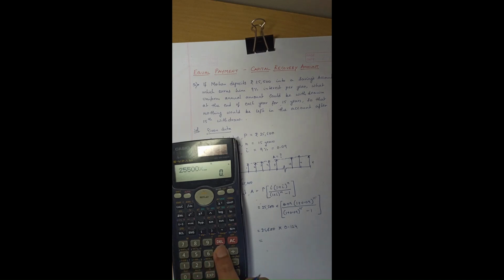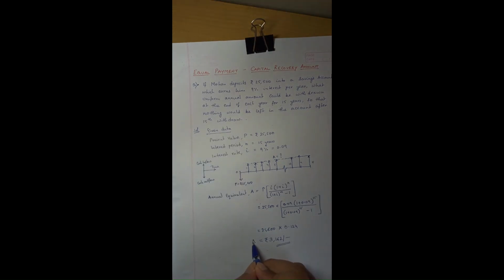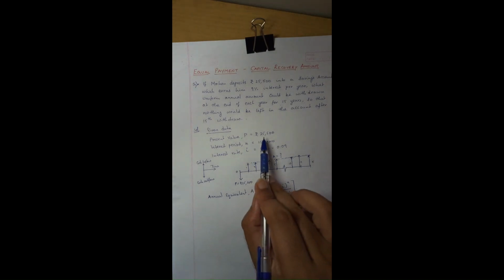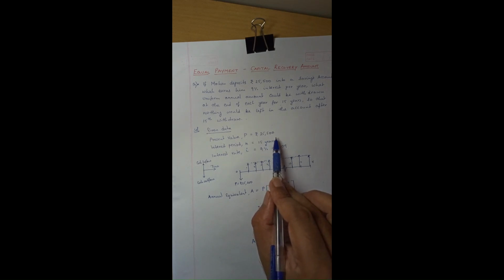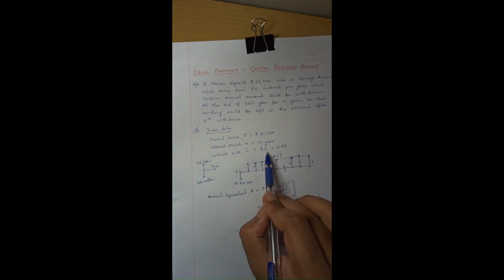25,500 multiplied by 0.124, which gives us rupees 3,162, which is the annual equivalent. Therefore, Mohan can withdraw rupees 3,162 up to 15 years if he makes an investment of rupees 25,500 and the bank gives him 9% interest.